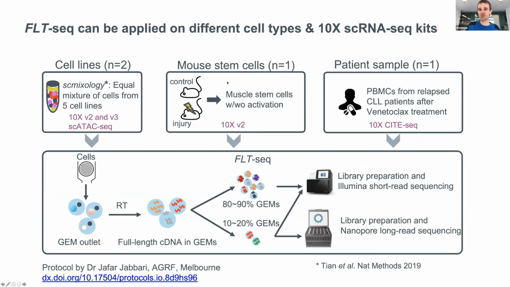We had some mouse muscle stem cells from a collaborator, James Ryle, at the University of Melbourne, and they are stem cells that are either control or that have undergone an insult so that they're injured and they're responding to that injury, and the transcriptional response to that is of interest to them. And we also had access to a patient sample through our collaborators at WEHI in the blood cancer division, who this patient was on a clinical trial for getting treatment for CLL. They were receiving venetoclax and they had relapsed on this treatment.